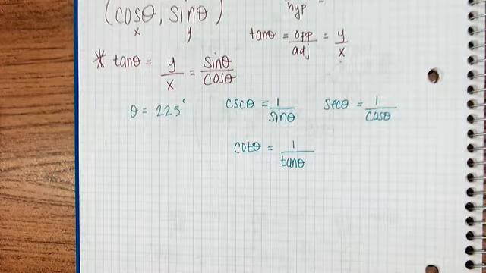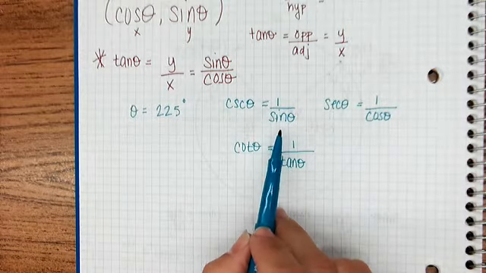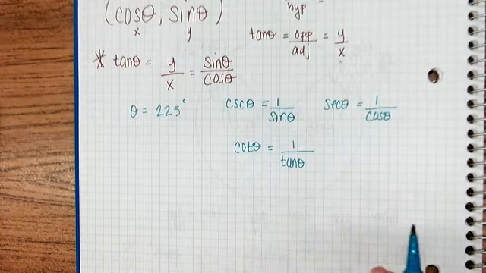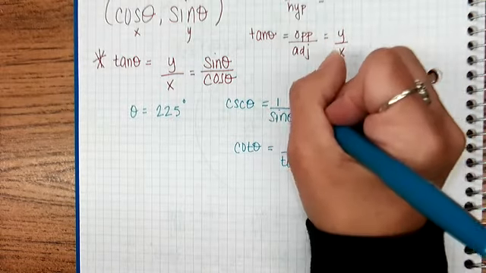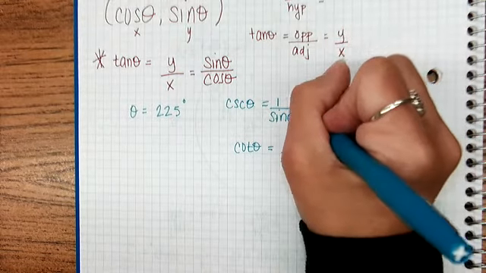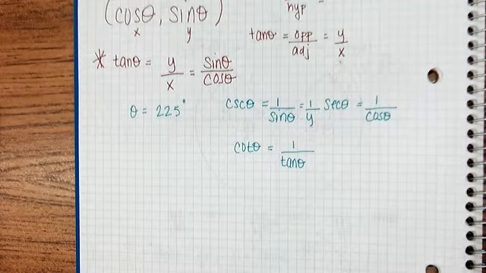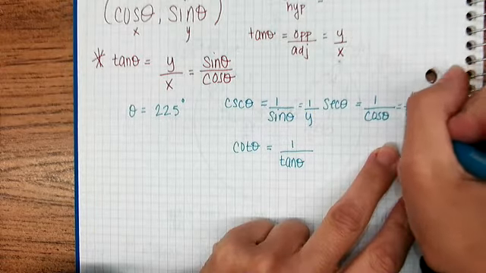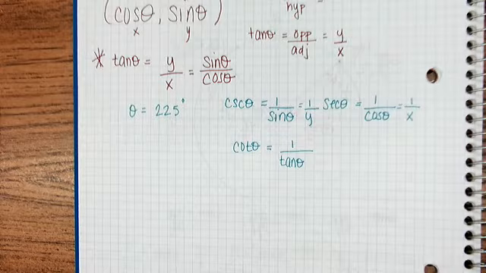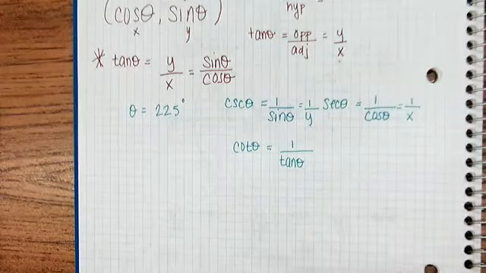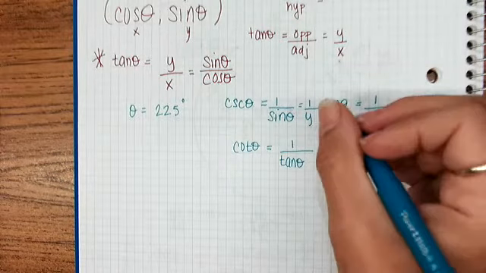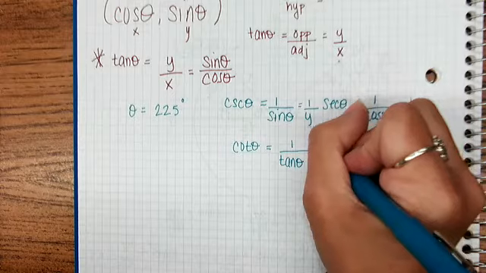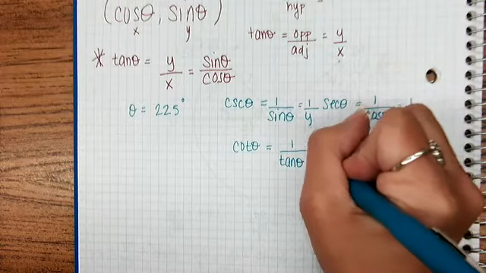These are the reciprocal functions. So if cosecant is the reciprocal of sine, cosecant is also known as 1 over y. Secant is 1 over the cosine, so that is 1 over x. And the reciprocal of tangent is x over y, or cosine over sine.